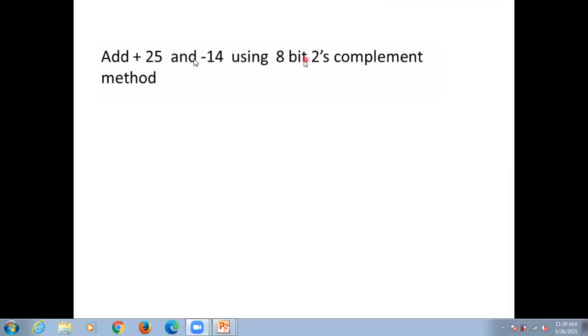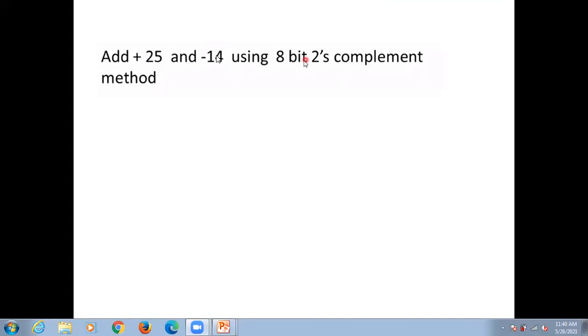Somebody asked this doubt: how to add plus 25 and minus 14 using the 8-bit 2's complement method. For signed bit addition, we gave this problem as homework. So now we discuss the solution for this problem. Now let us actually add plus 25 and minus 14.